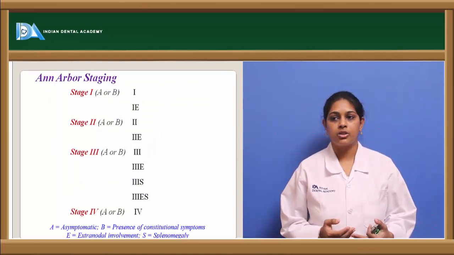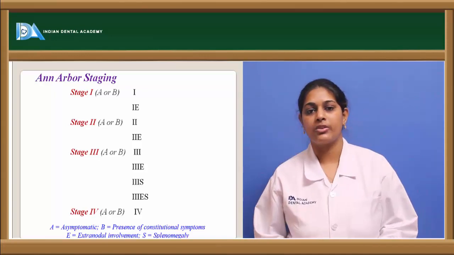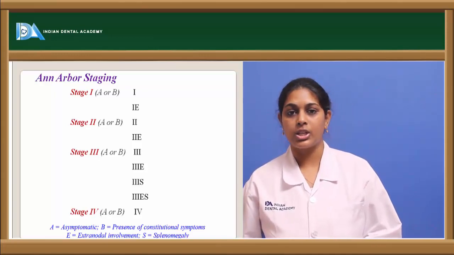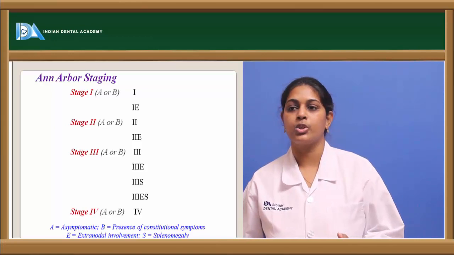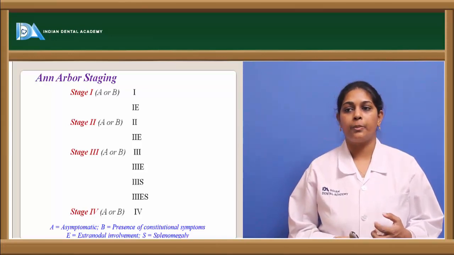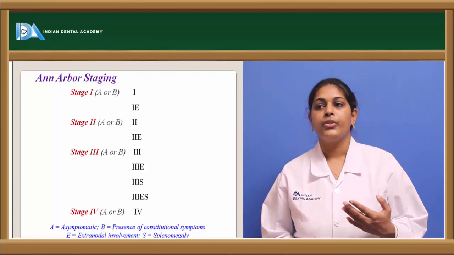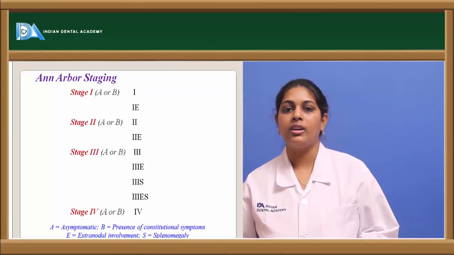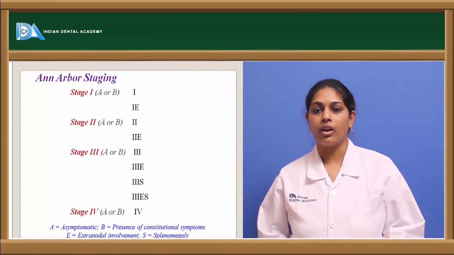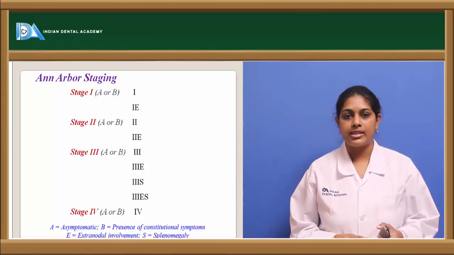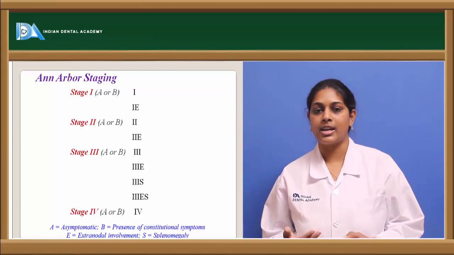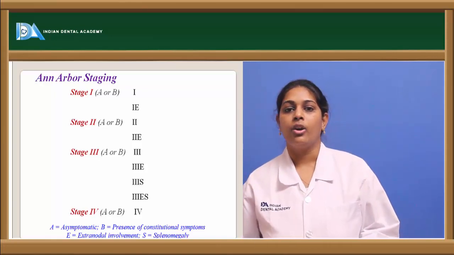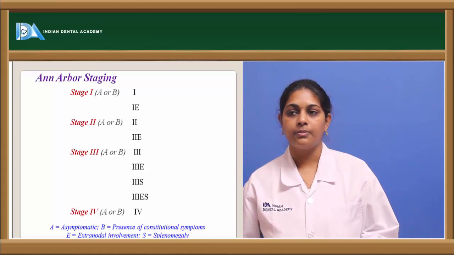So coming to the classification based on the staging of Hodgkin's lymphoma, it is based on Ann Arbor's staging classification, which includes 4 stages. The first stage is categorized into A or B. In the first stage, we see involvement of a single lymph node region. Stage 1E denotes extranodal involvement, where only a single extralymphatic site is involved.